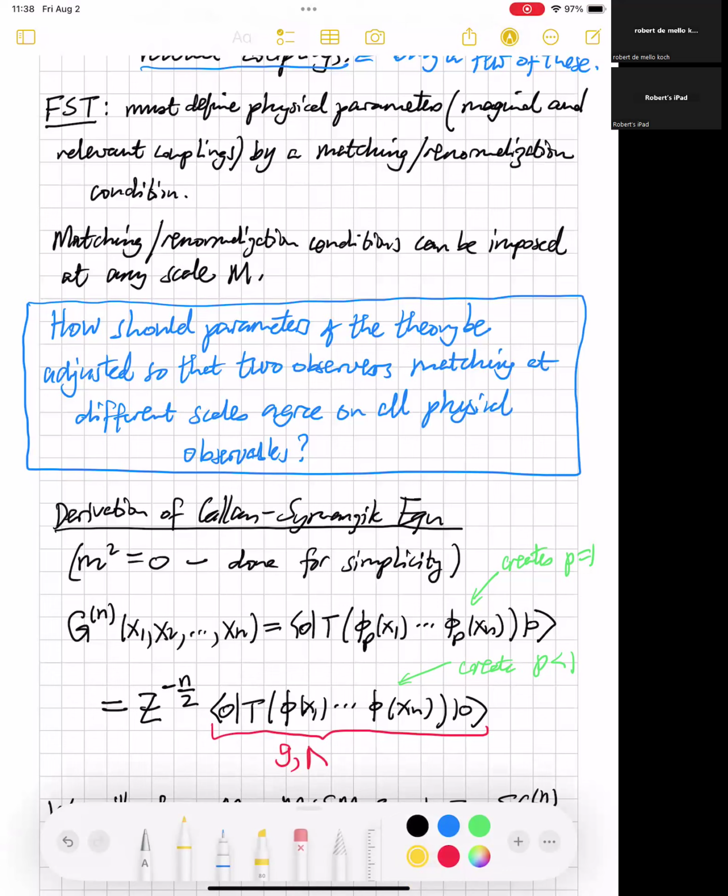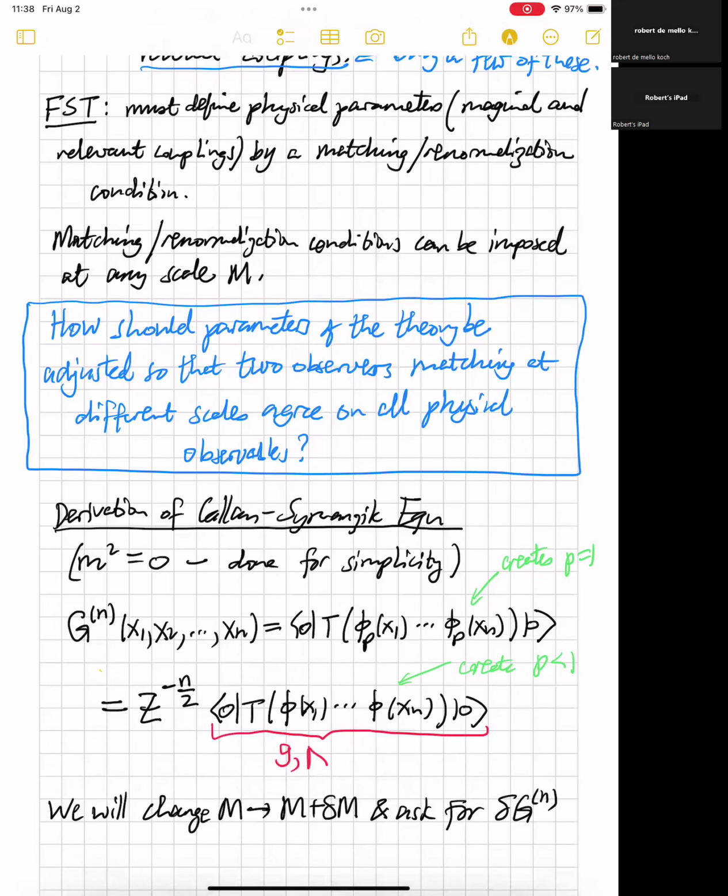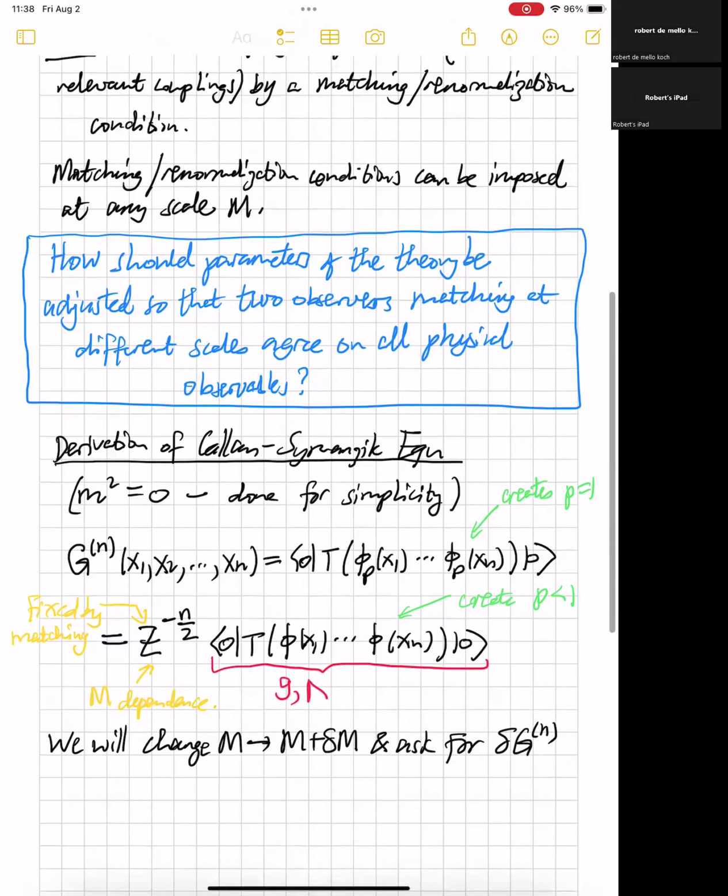In contrast, this parameter Z sitting over here is fixed by a matching condition. You might remember that what we found before when we were working at one loop is that Z was completely fixed by the requirement that the 2-point function had a pole with residue equal to i. So it was fixed by a matching condition. So this factor over here, Z, will depend on M. So there's M dependence inside Z. It's all sitting inside Z.